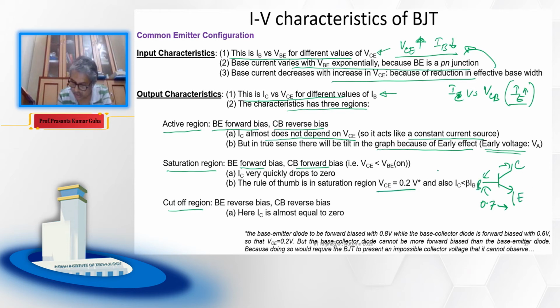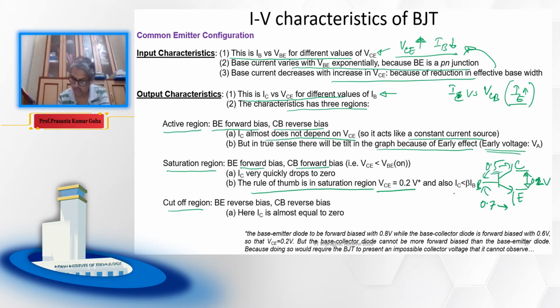The rule of thumb is, in the saturation region, we consider VCE as around 0.2 volt. So when you solve a problem, you can consider this VCE as 0.2 volt when the transistor is in saturation. Both the collector-base and emitter-base junctions are forward biased, and the base-collector junction at 0.5 to 0.6 volt will also be in forward bias.